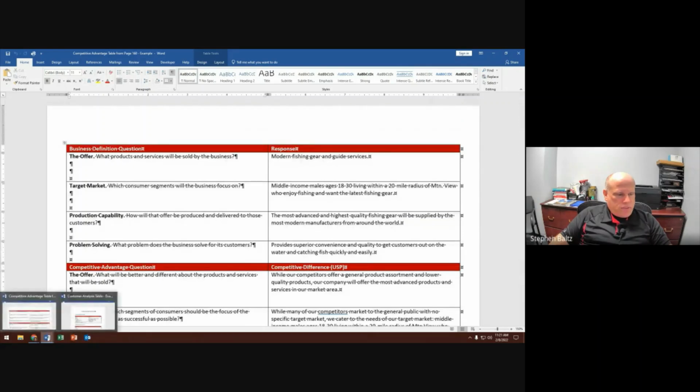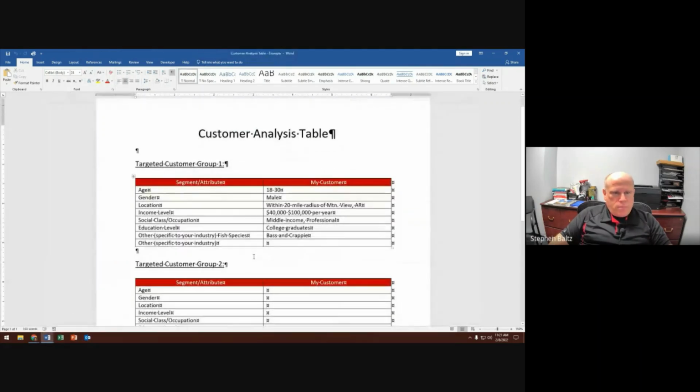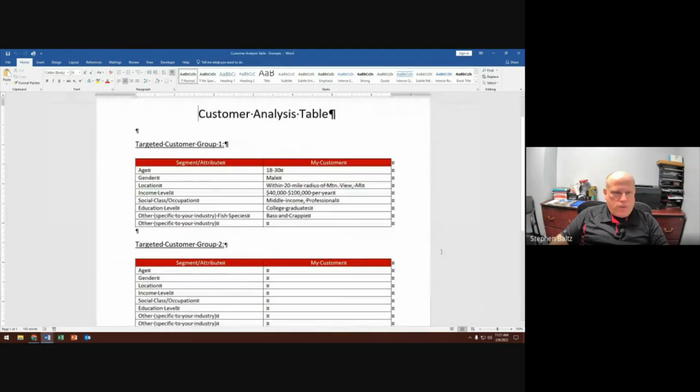So let me give you an example for the other table that you're going to complete on the chapters 5 and 6 assignment, which is the customer analysis table. This is very similar to parts of what you completed in the other table, but it's basically looking at how you're going to segment the market, the target market or markets that you're going to target.